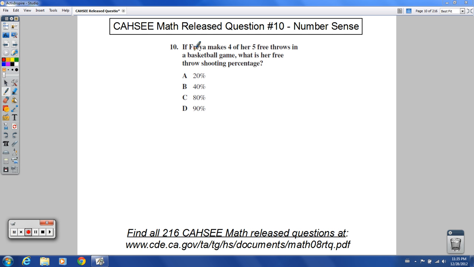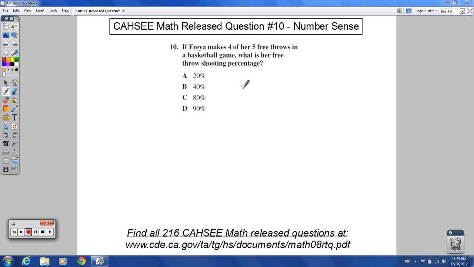Welcome to release question number 10 for CAHSEE Math. Number 10 says this: Freya makes 4 of her 5 free throws in a basketball game. What is her free throw shooting percentage? Alright, love basketball. Love me some basketball here. I'm going to show you a couple different ways to do this one.